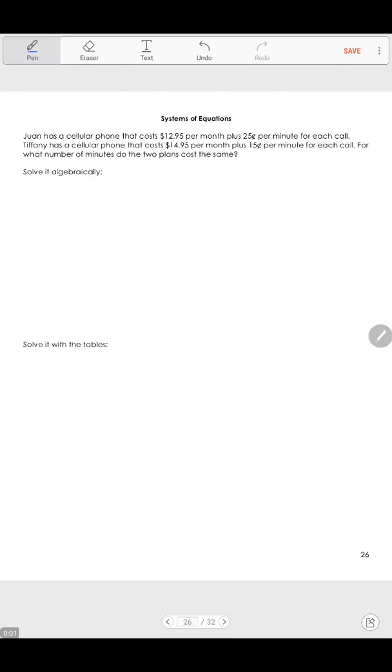Okay, so this video is going to be on system of equations, and there's a few different ways we know how to solve system of equations. We solve it algebraically, graphically, or we can solve it using the tables.